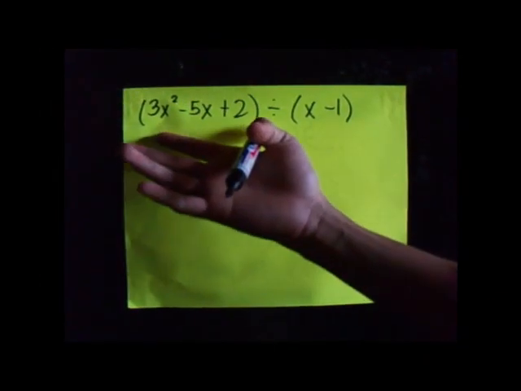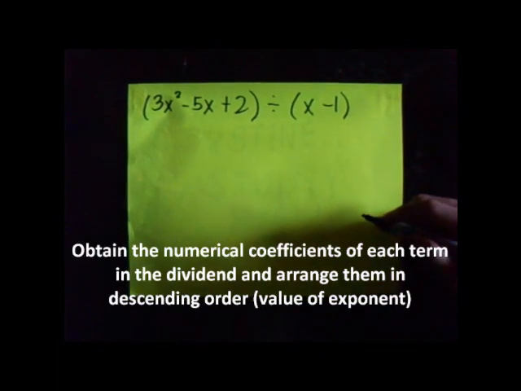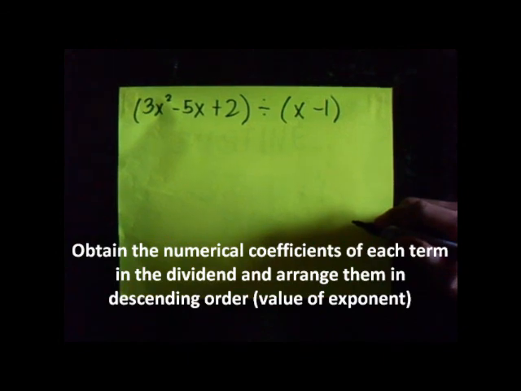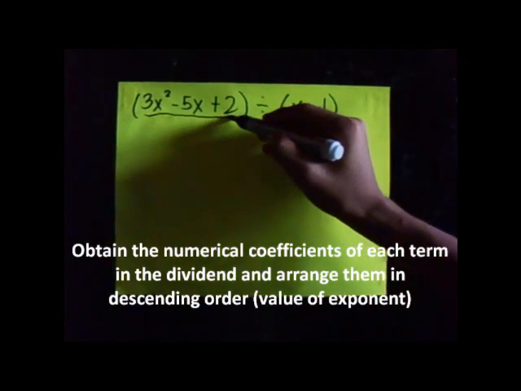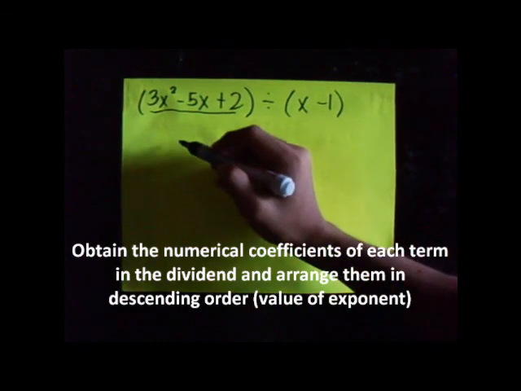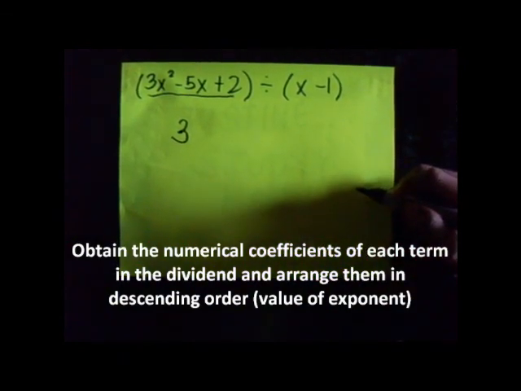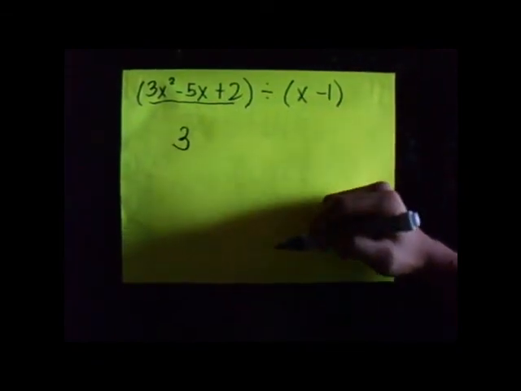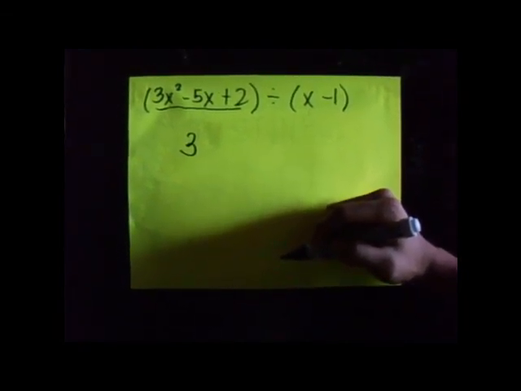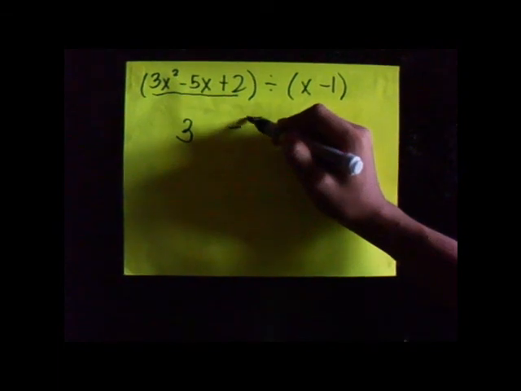Now, what are we going to do when we divide these polynomials with synthetic division? Here it is. First, we are going to obtain the numerical coefficient of each term of our dividend. Let's say, for 3x squared, we only need its numerical coefficient of 3 and place it right here. Then, it just follows with the rest of the terms, and they should be arranged in order of descending powers of their variable x. So what follows 3 is negative 5x, but we only need its numerical coefficient, so we just write negative 5. Then negative 5 is followed by 2.